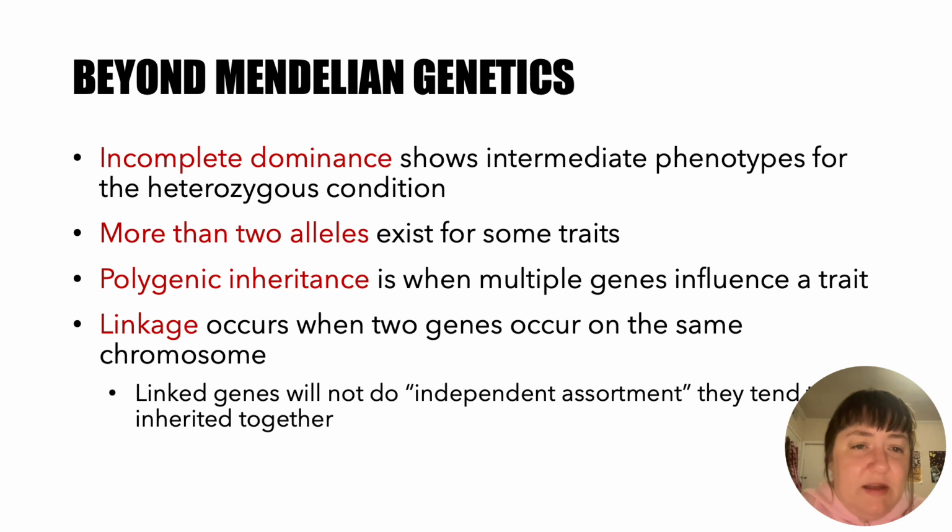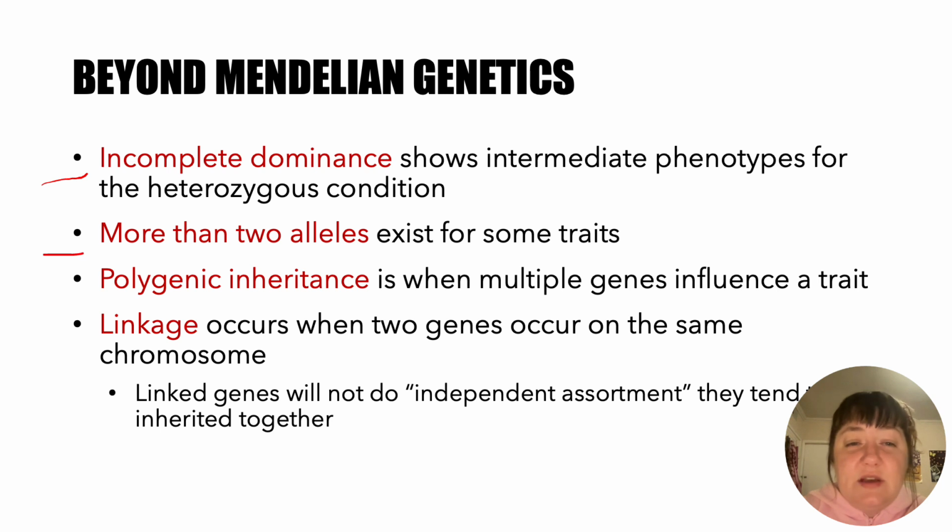And Mendelian genetics was pretty much spot on for how genetics works, although of course it's going to be more complicated than that in real life, and there have been a lot of things discovered since then that build on the work, but explain other phenotypes that we see. The first one is incomplete dominance. So in incomplete dominance, you see an intermediate phenotype for the heterozygous condition instead of seeing a dominant. And I'll show a picture of that in the next slide.